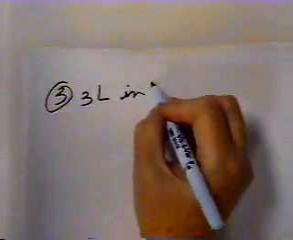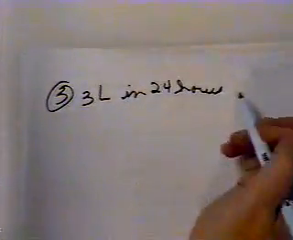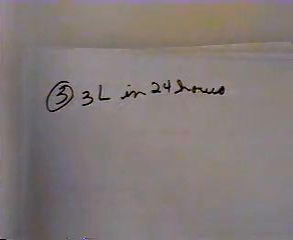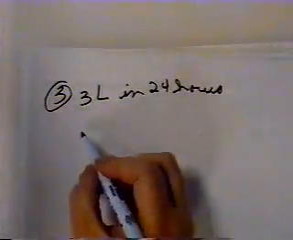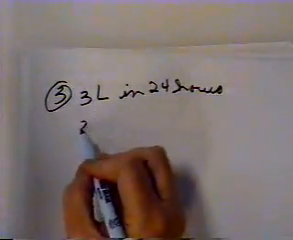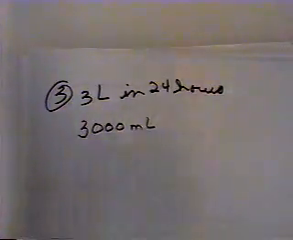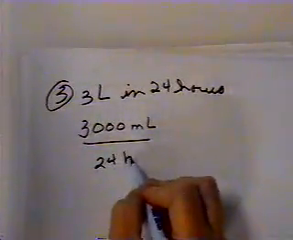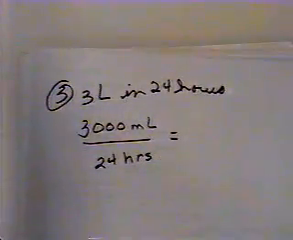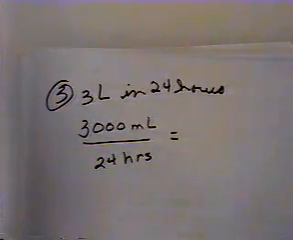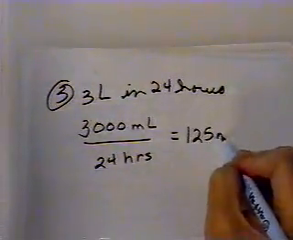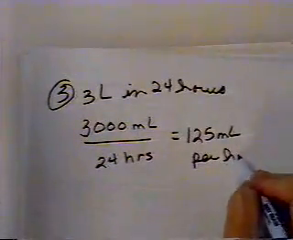Number 3. Number 3 says to give 3 liters in 24 hours. We cannot work with anything except milliliters. In the IV problems, it has to be milliliters. So 3 liters is how many milliliters? You move your decimal. 3,000. 3,000 milliliters divided by 24 hours. Milliliter per hour.